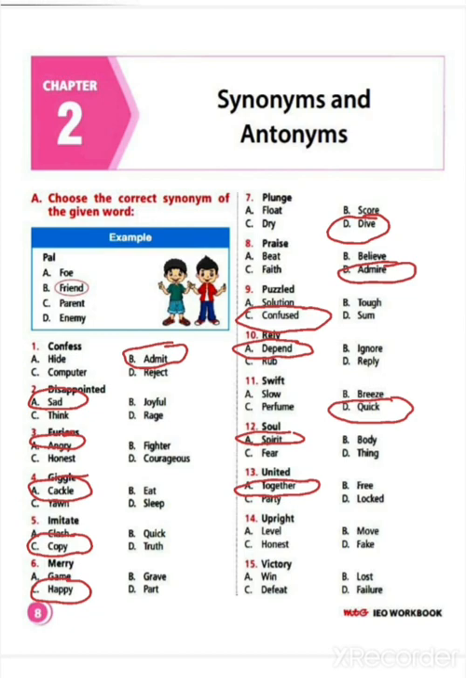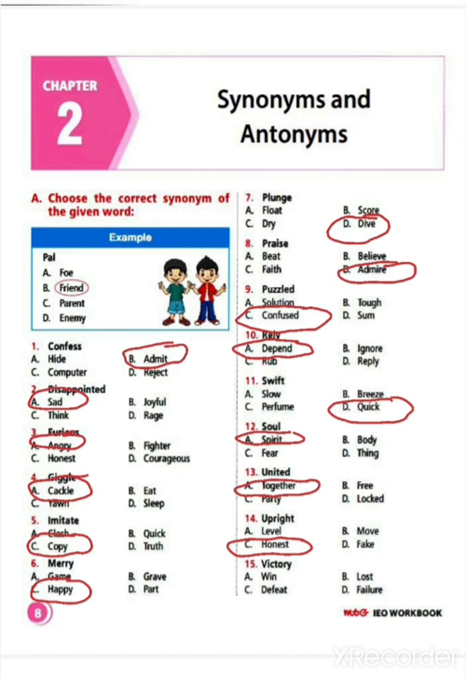So here upright is closest to the meaning of honest. The person who is just straightforward, does not twist the words, and whatever is there in his or her mind just speaks it up. Next is number 15 and the word is victory.